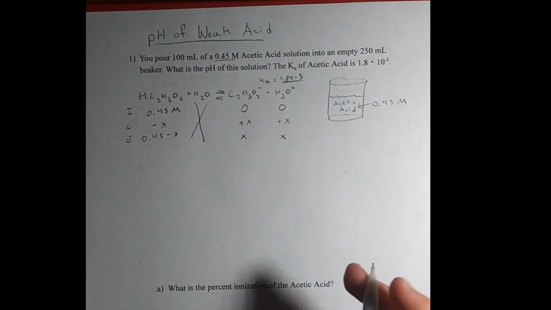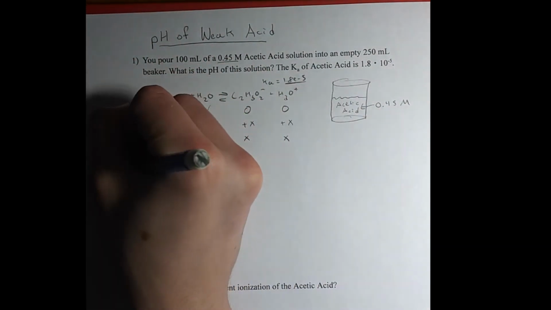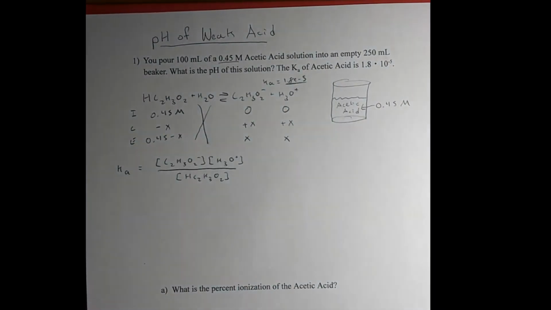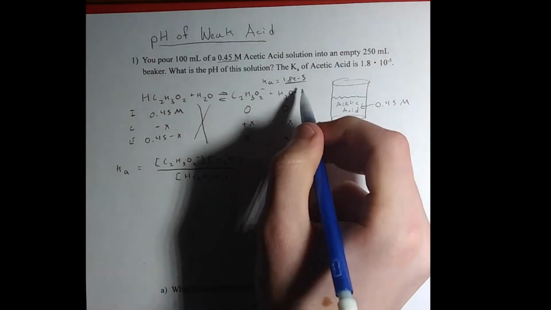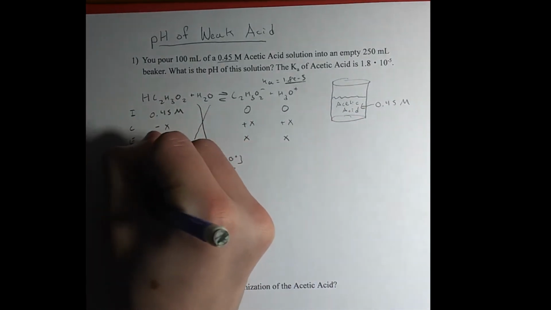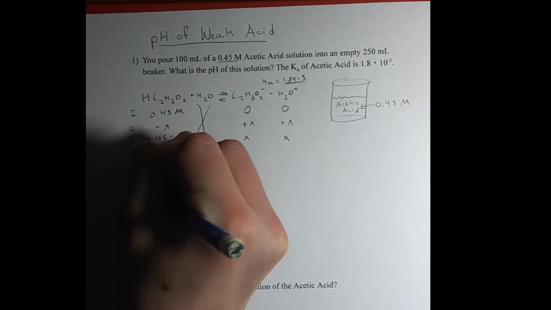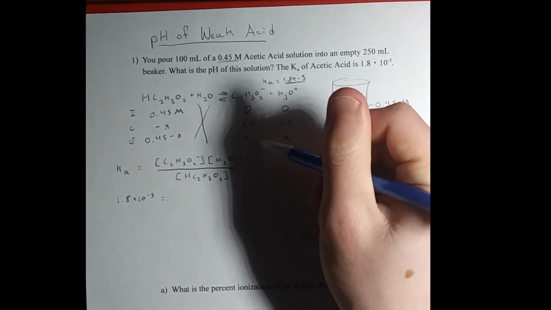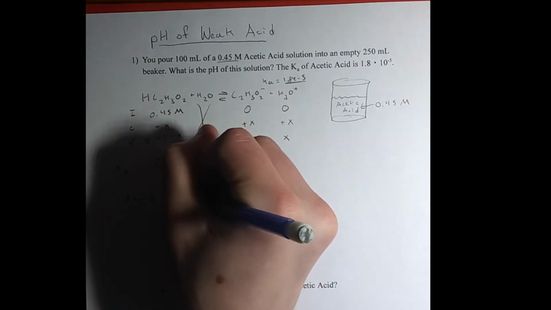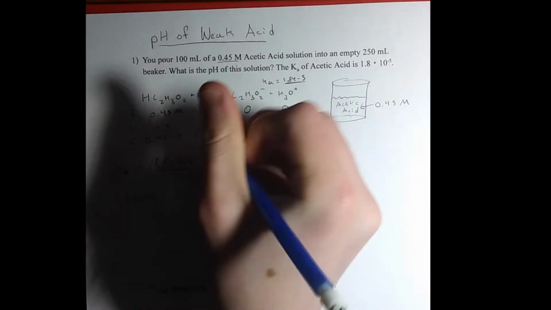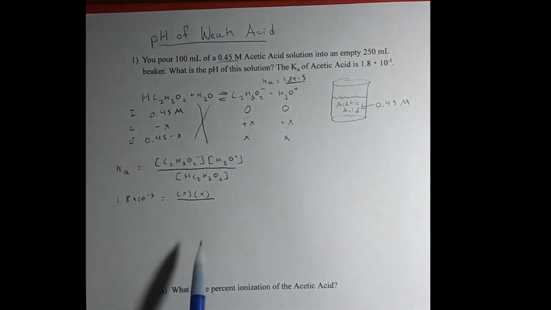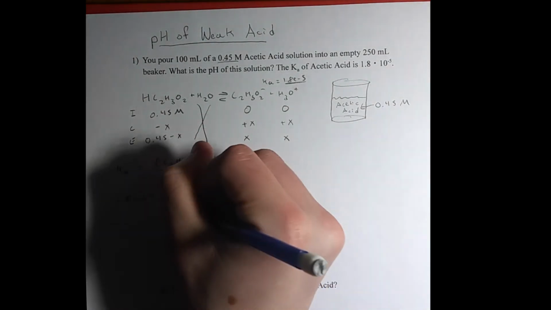So now let's enter it into the equilibrium expression. We'll write that out really quick. There's our equilibrium expression, and we're just going to plug in our numbers. Ka is 1.8 times 10 to the negative fifth. Our acetate ion will be x. H3O is also x, so we'll write x. And then the acetic acid is 0.45 minus x.